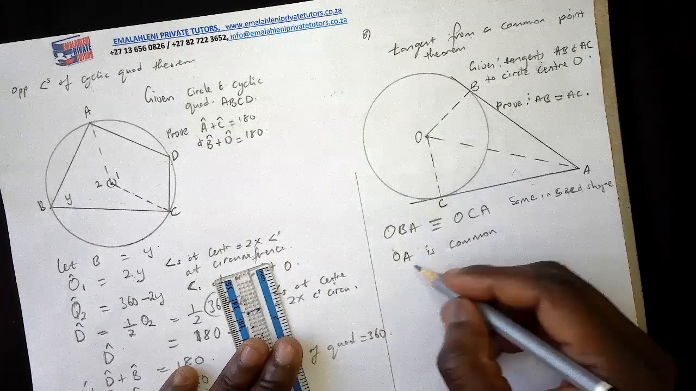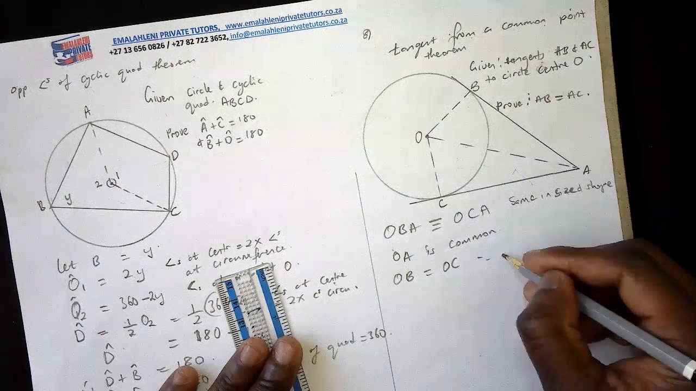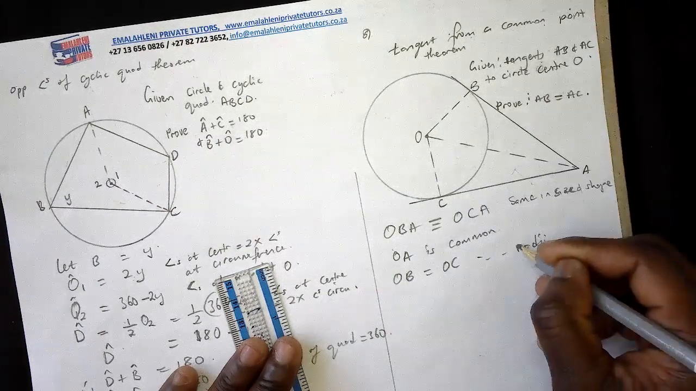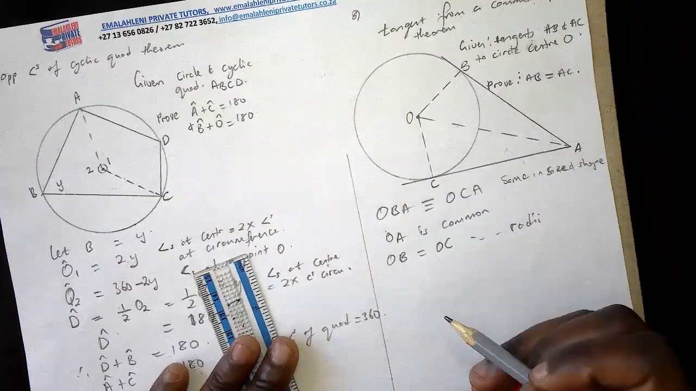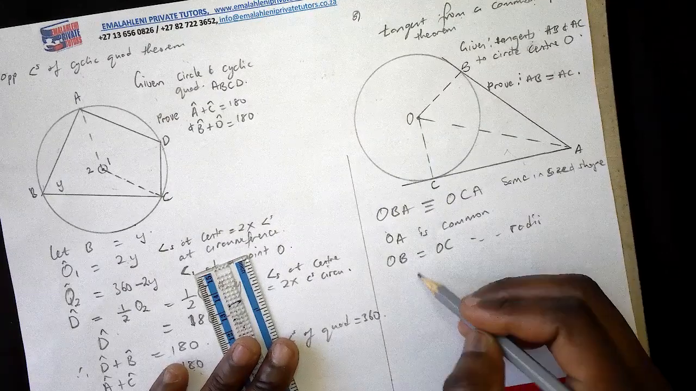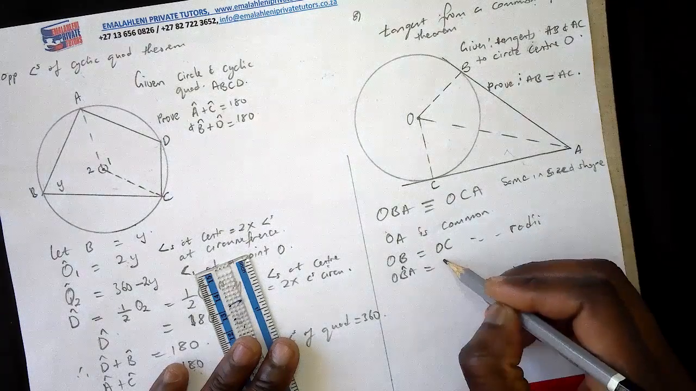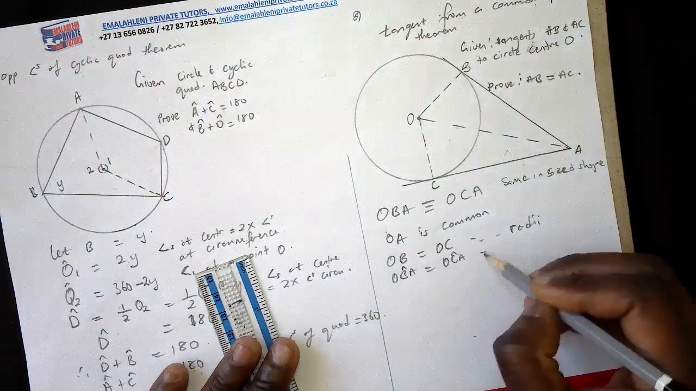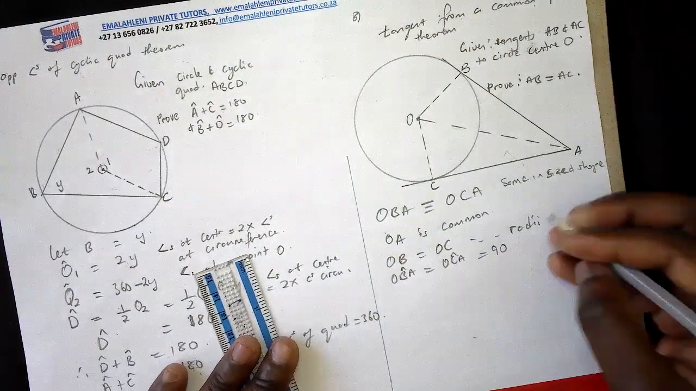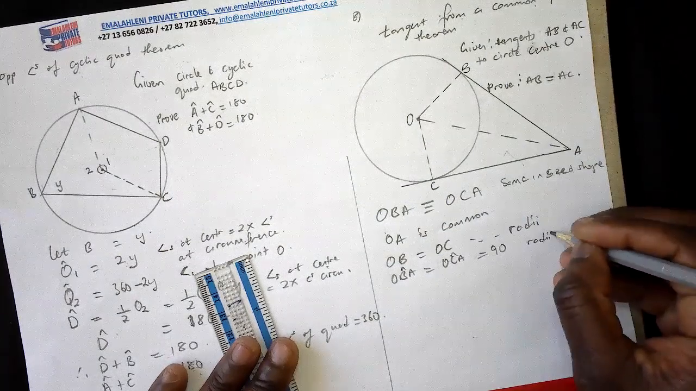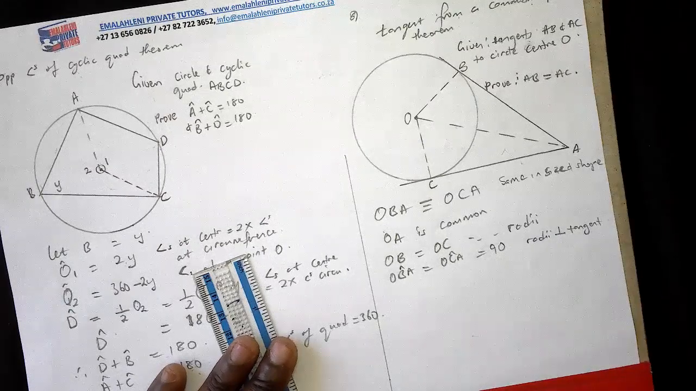Then OB is equal to OC. These are radii, because they come from the center. What else can we see there? Angle OBA is equal to angle OCA, which is equal to 90 degrees. Why is it like that? Radius is perpendicular to tangent.